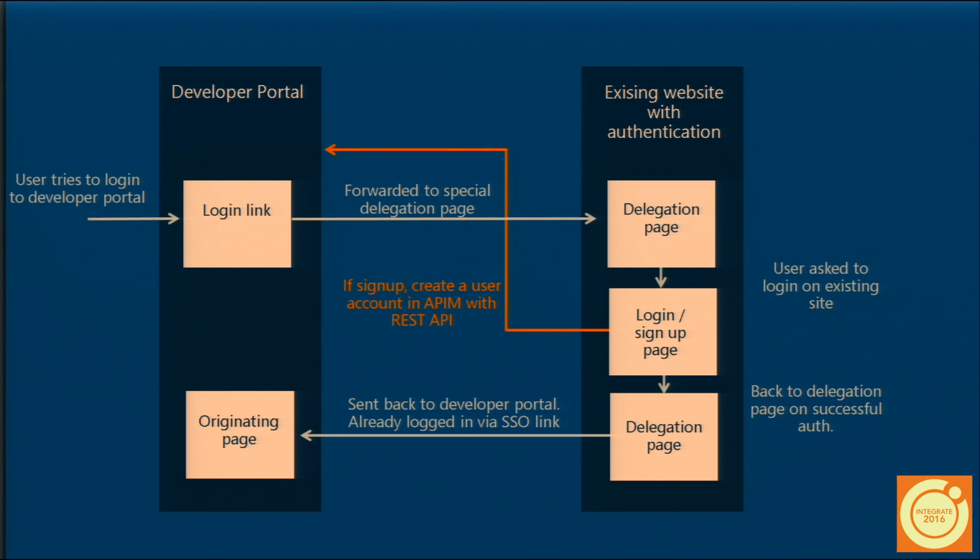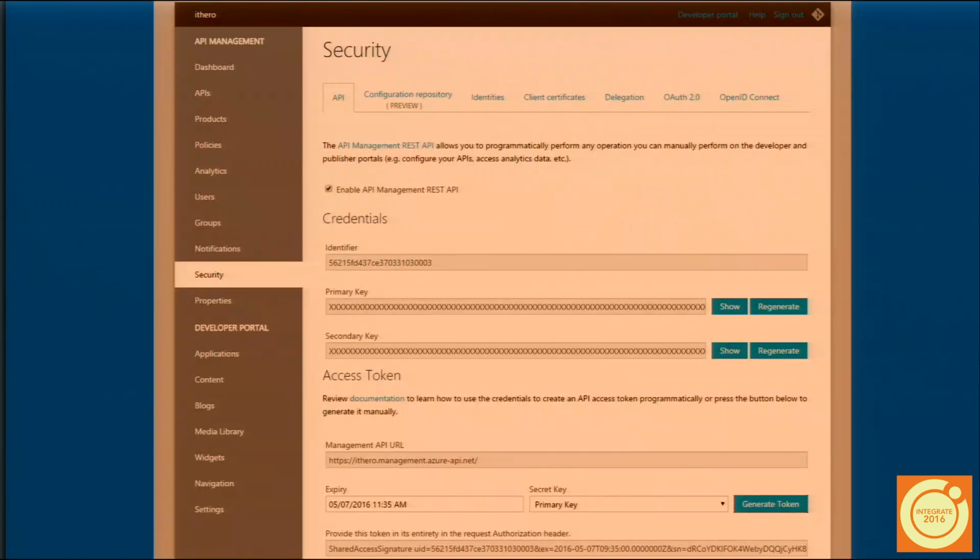So you have to create a linked account. You have to create your user in your own database, and you have to create the same user in the developer portal. When the user is authenticated, it goes back to the delegation page. And when the user is authenticated, you have to create an SSO link. Again, you do that with the REST API. When you have the SSO link and the user goes back to the developer portal, they are already logged in. So how can you do that?